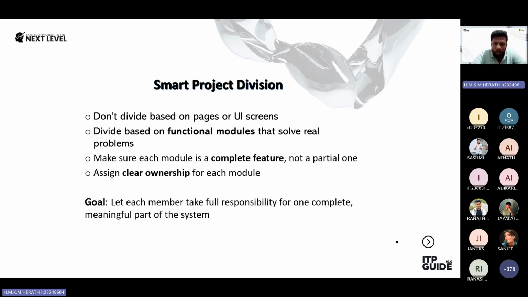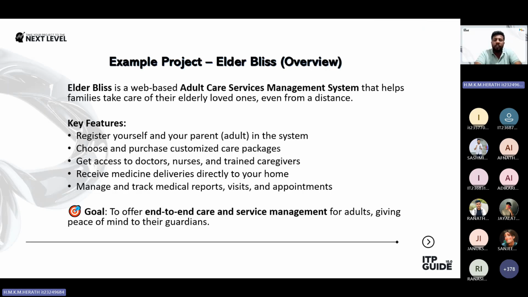Right. Now I'm going to explain project division using an example project I previously worked on called LWS. LWS is an adult care services management system designed to help families take care of their elderly loved ones. The system is mainly used by adults and their guardians. A guardian can register on the platform and then register one or more adults under their profile. Guardians can also purchase care packages and book care sessions for their registered adults.